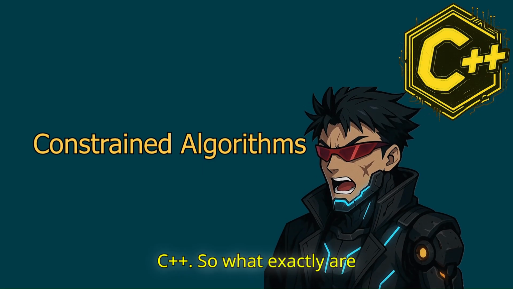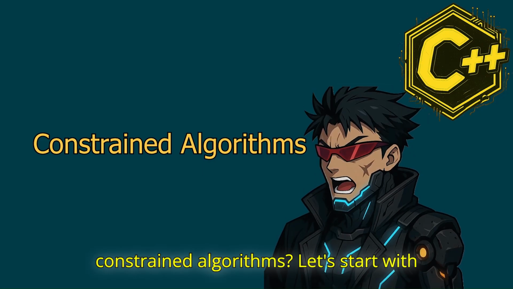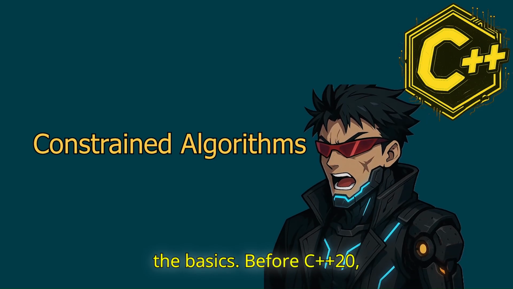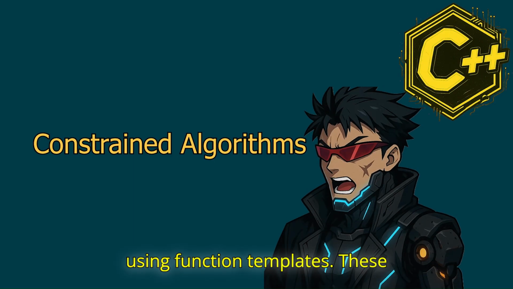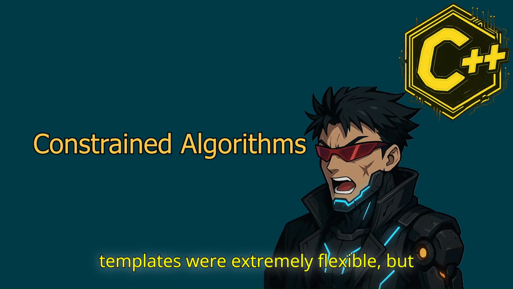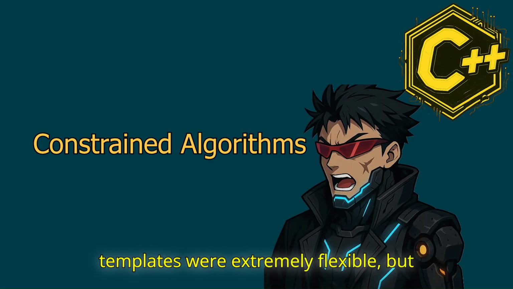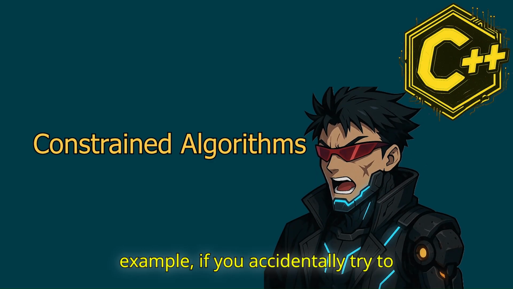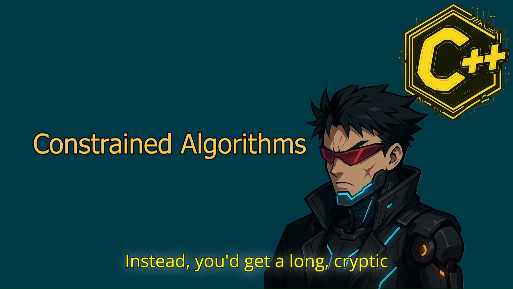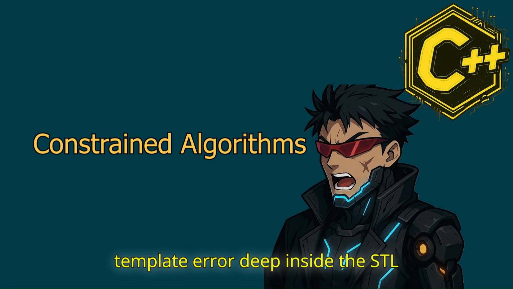So what exactly are constrained algorithms? Let's start with the basics. Before C++20, most STL algorithms were implemented using function templates. These templates were extremely flexible, but that flexibility came at a cost. For example, if you accidentally try to pass a non-iterable object to std::sort, you might get a compiler error, but not at the point of the call. Instead, you'd get a long, cryptic template error deep inside the STL headers.